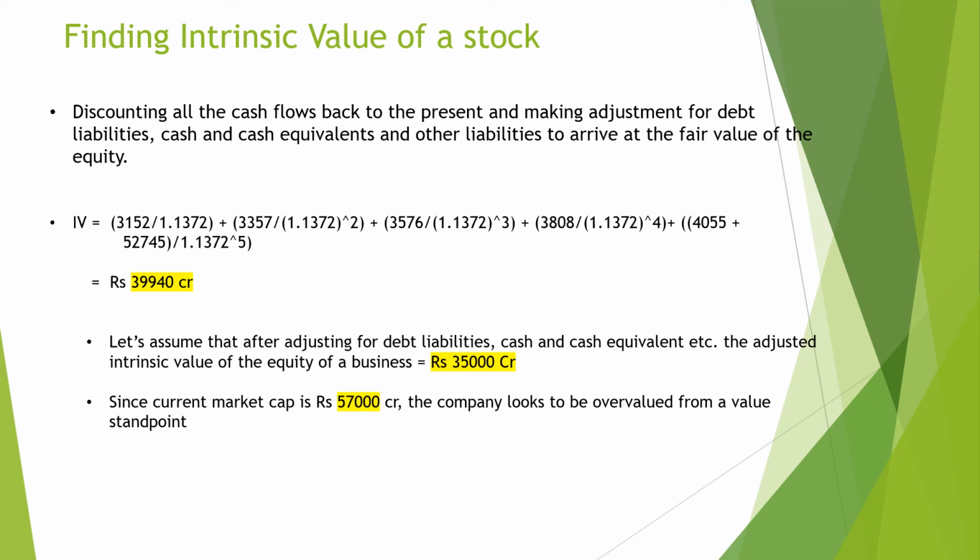We also tried to calculate each of these inputs, and then finally we put all these inputs together so as to get the whole perspective of intrinsic value. I'll just read it out: discounting all the cash flows back to the present and making adjustment for any debt obligations or debt liabilities. And if a company has any cash or cash equivalents or any other liabilities on its books, we adjust all these things. So if a company has any cash, we add back that cash.